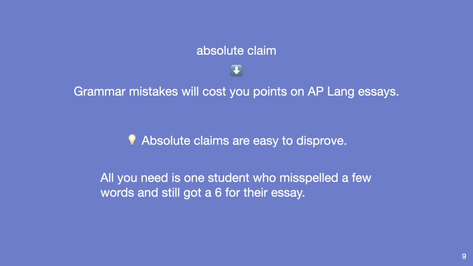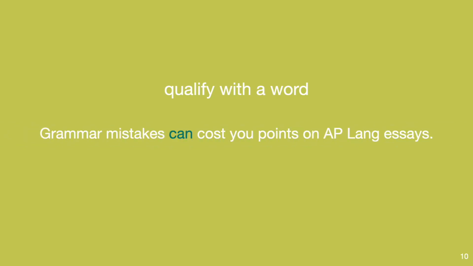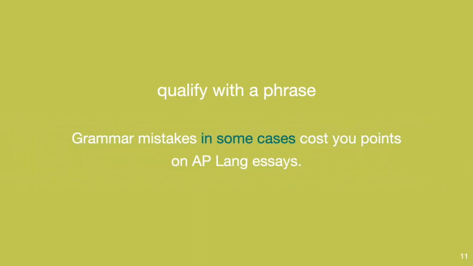I've seen their essays. So let's qualify it with a word. Grammar mistakes can cost you points on AP Lang essays. Now the claim allows for the possibility without the certainty. One word and it's already harder to argue against. Or qualify with a phrase. Grammar mistakes in some cases cost you points on AP Lang essays. Now the reader is thinking, which cases? You've created a question that your argument can answer.